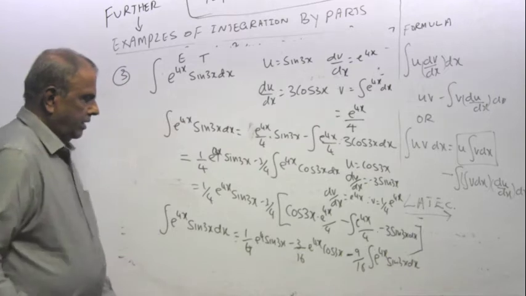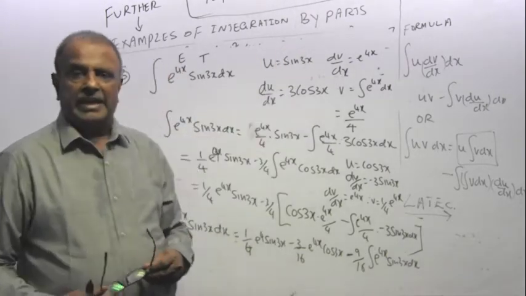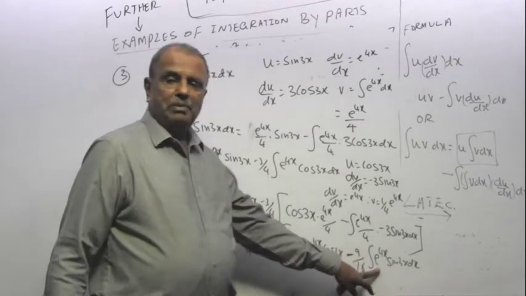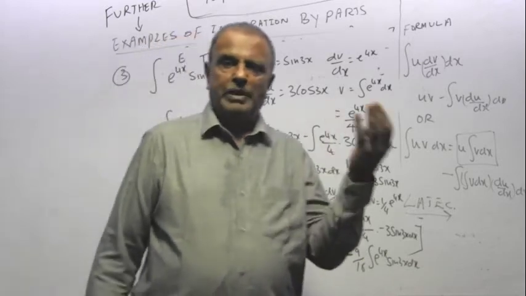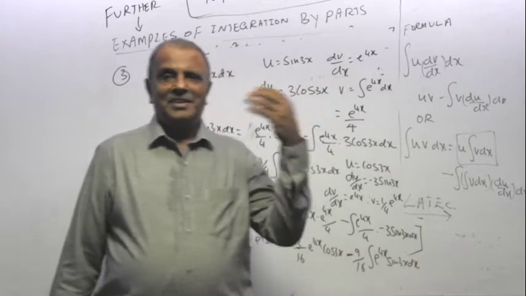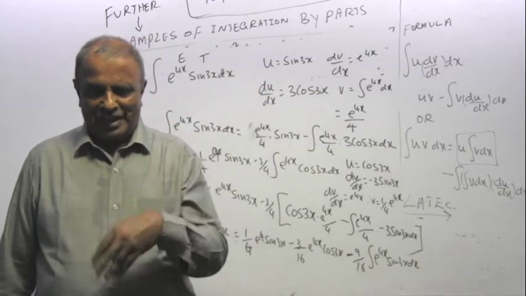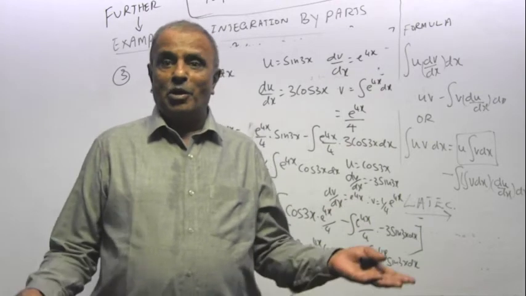Now, remember I need to continue till I get rid of the integral. I apply integration by parts again. e power remains e power, cos becomes sine. I apply integration by parts again. e power remains e power, sine becomes minus cos. Boom.